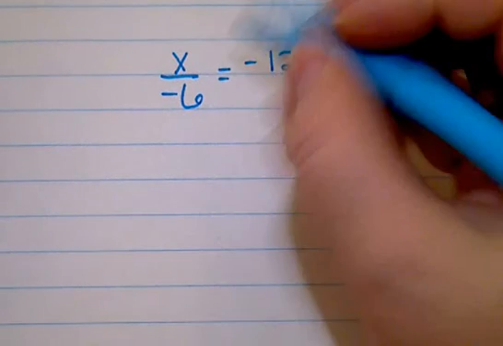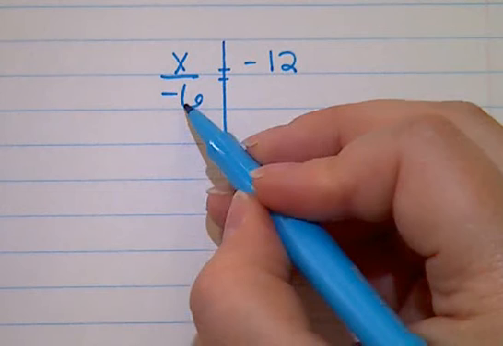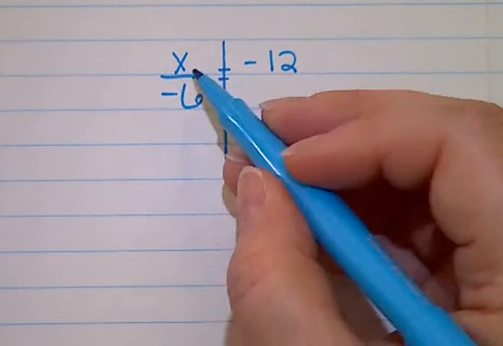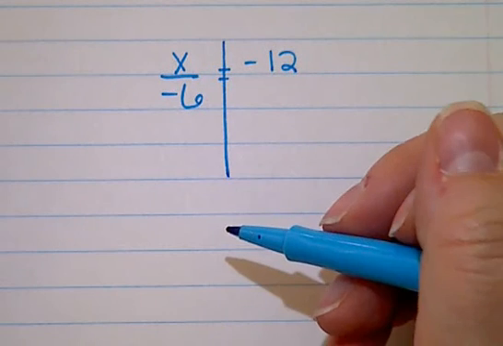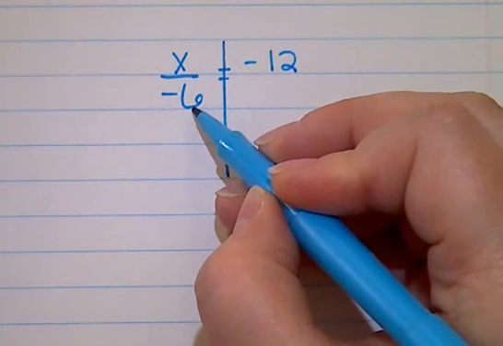Again, let's draw our line so we can see our two sides clearly. And again, the problem is on this side. I want the x by itself, but that negative 6 is just in the way. We need to again ask ourselves, what is the negative 6 doing with the x?